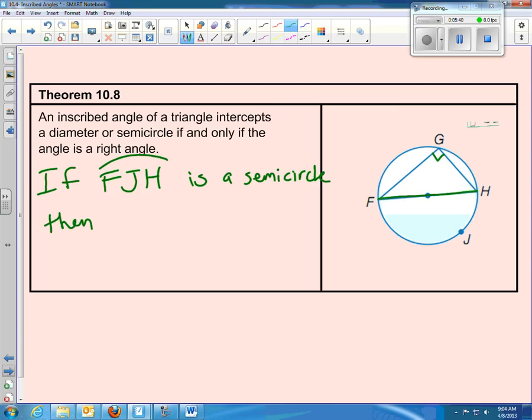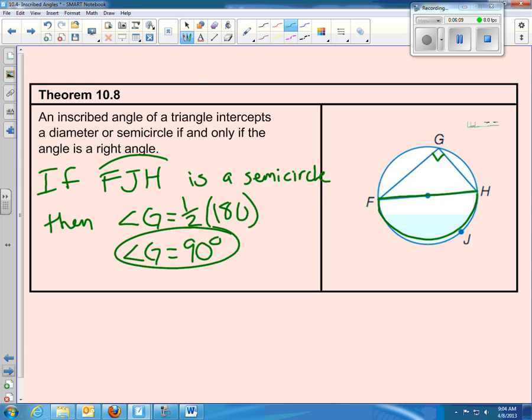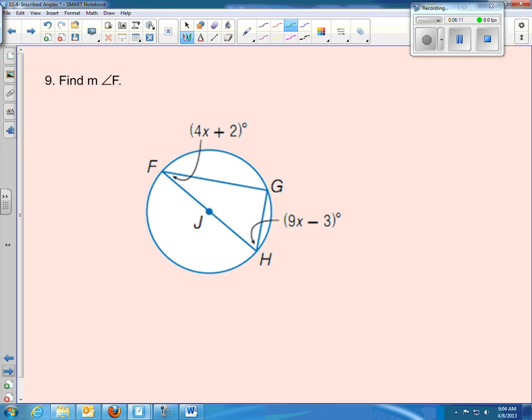then angle G, now think about this, what I'm going to write next. Remember that the inscribed angle is half of the arc. Well, here is our arc. It's a semicircle. So what's the measure of the arc? 180 degrees. And remember, inscribed angles are half of that. So half of that tells us that angle G is 90 degrees. That's how we know it's a right angle, excuse me.